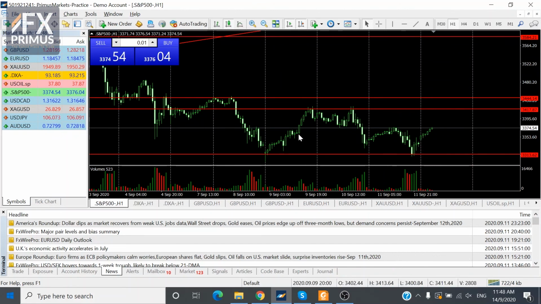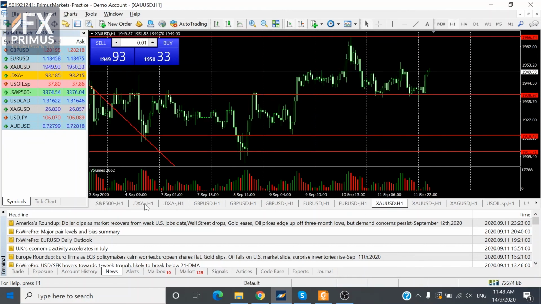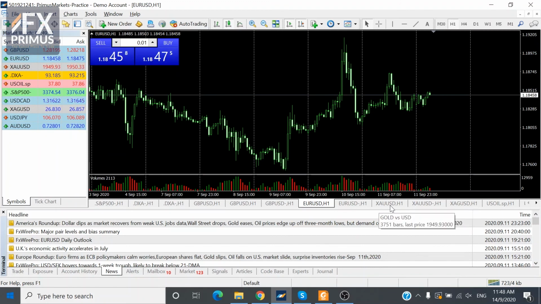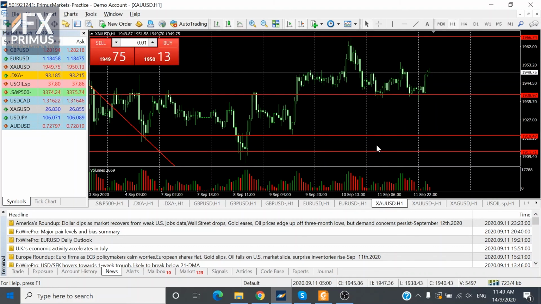So on Monday's market, aside from gold, which moved this morning, currency pairs are still relatively quiet. So we'll wait for the UK and US markets to come in to decide the sentiment for the week and also how we're going to trade for the rest of the week.